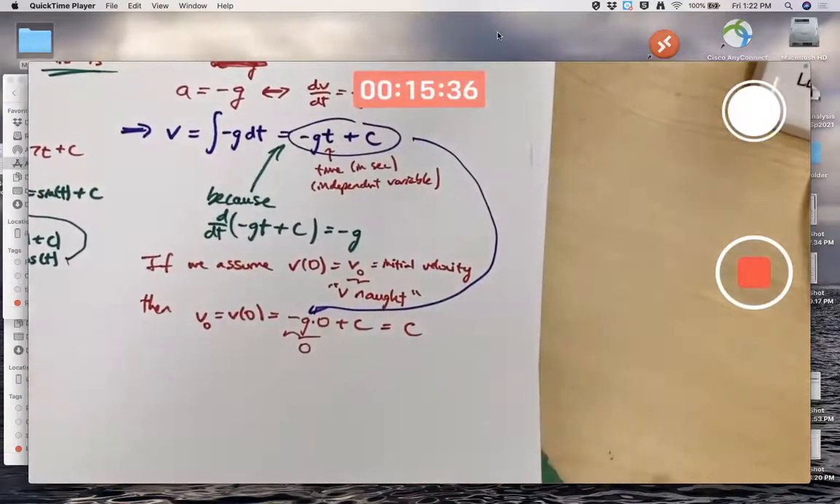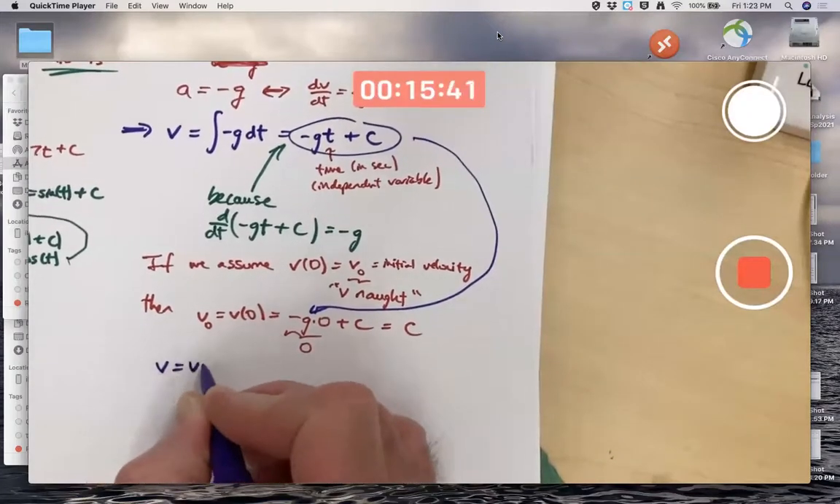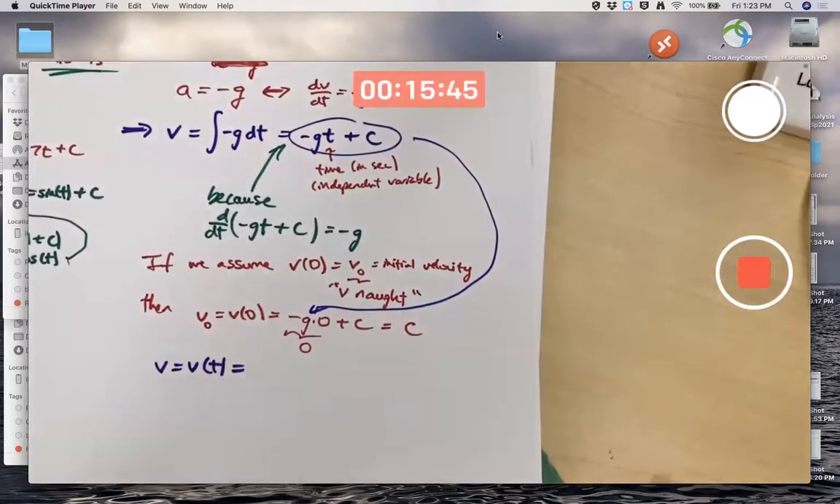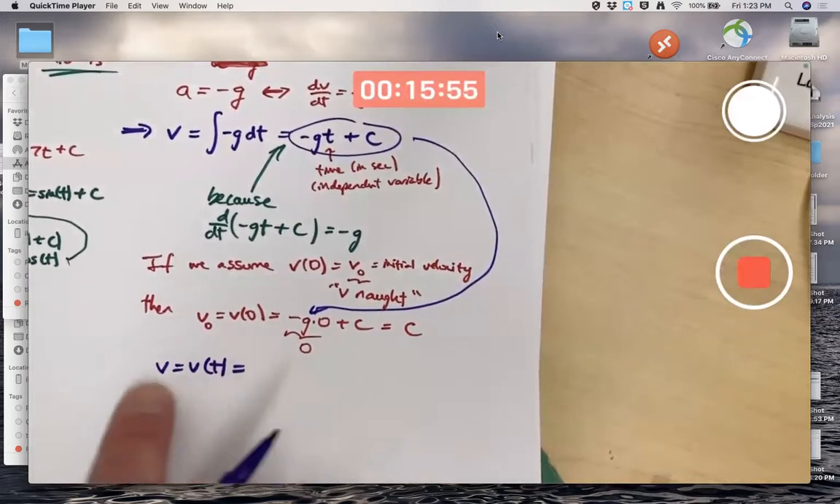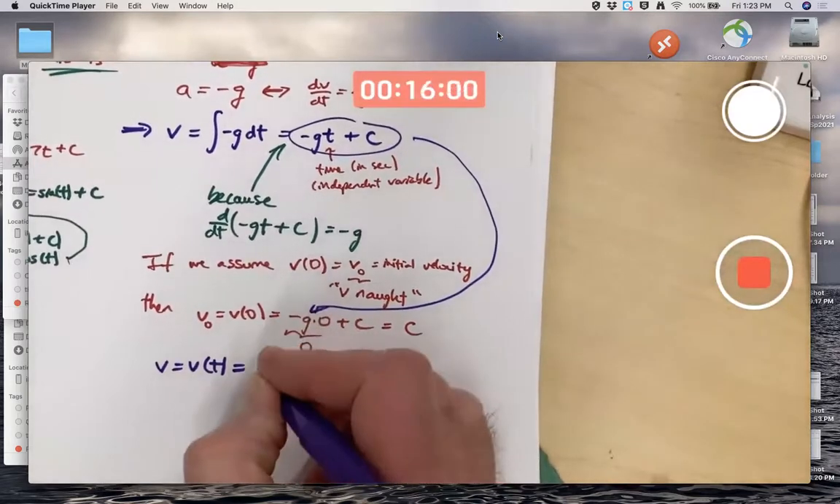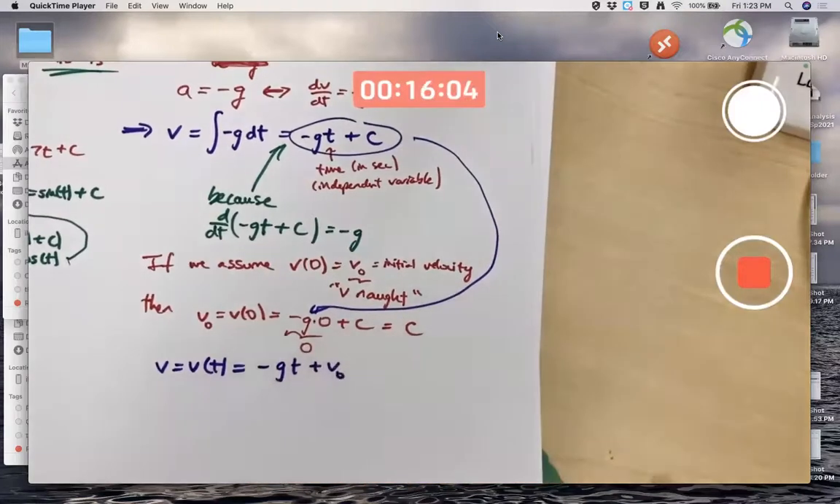So you can now write your velocity. You'll sometimes see this kind of notation, V equals V of t. That's again abusing notation. I'm okay if you just write a V. I'm also okay if you just write a V of t. It doesn't matter to me. And technically, again, this is not good, but it's something scientists do. So we'll go ahead and do it. It is negative g times t plus V sub 0 or V naught. So that's how the velocity depends on time.